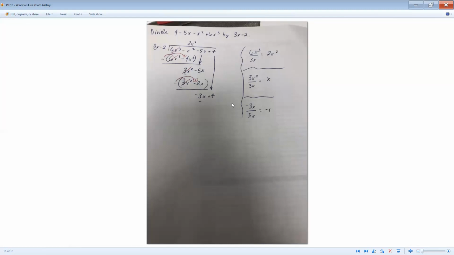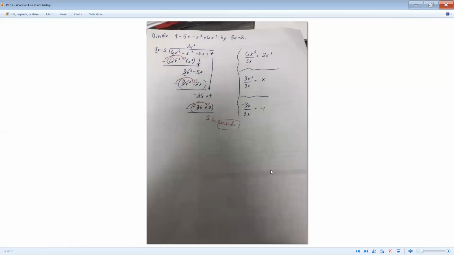Place that up here. That negative 1 times each one of the terms on the outside. So that'll be a negative 3x plus 2. Do your subtraction. That negative 3x will cancel. This negative will turn this 2 negative. So that's 4 minus 2, which will give us a remainder of 2.